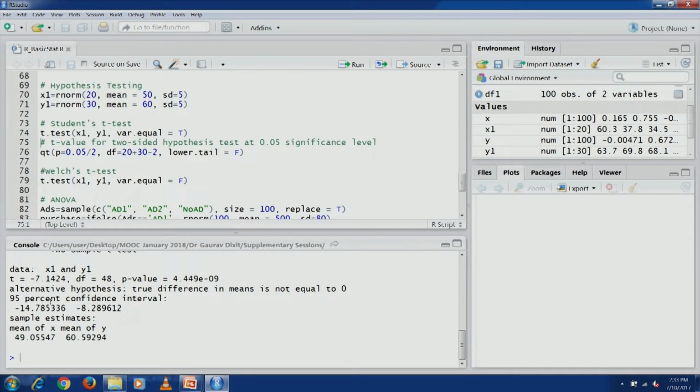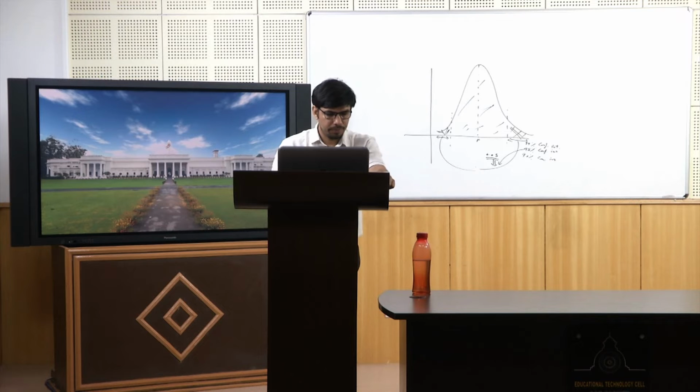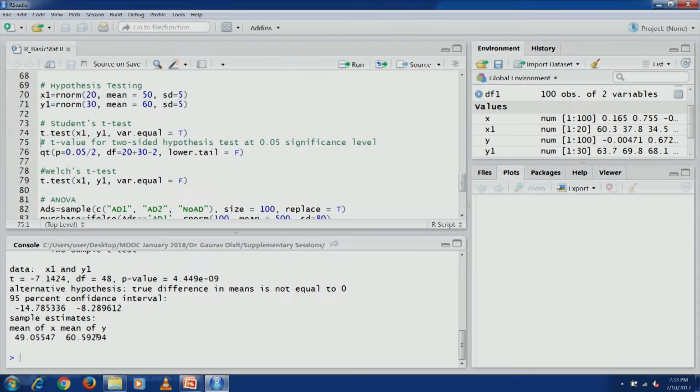You would also see the alternate hypothesis given in the result: true difference in means is not equal to 0. So, the alternate hypothesis is true and the null hypothesis has been rejected in this particular case. You would also see that the 95% confidence interval has been mentioned, being between minus 14 and minus 8.289. We will have a discussion on confidence intervals later in this lecture. Now, we would see the mean of x and the mean of y, those values have also been given there.